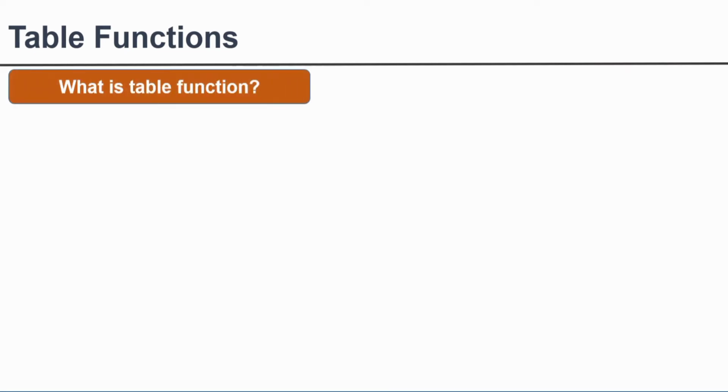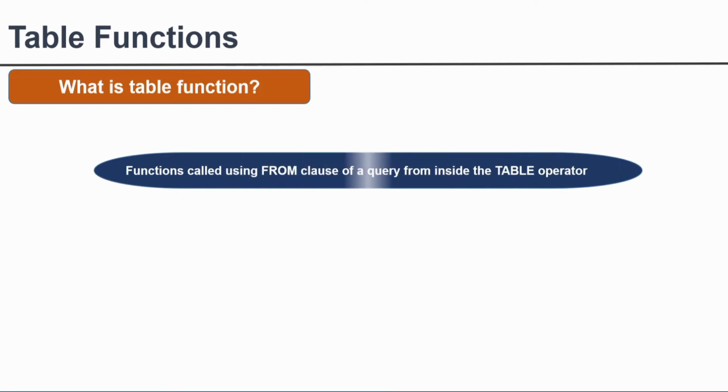What are table functions? Table functions are functions that produce a collection of rows, either a nested table or an array, that can be queried like a physical database table. You use a table function like the name of a database table in the from clause of a query. A table function can take a collection of rows as an input.